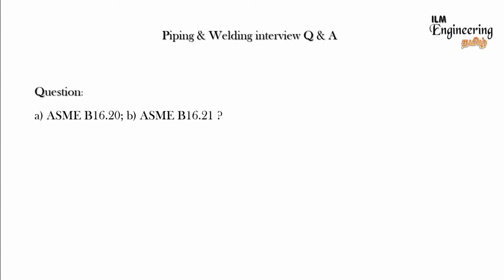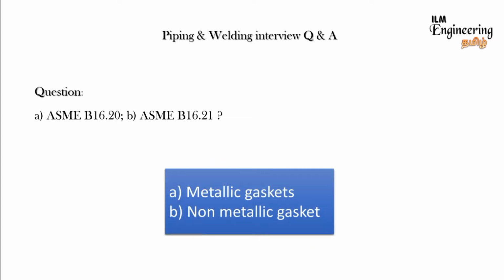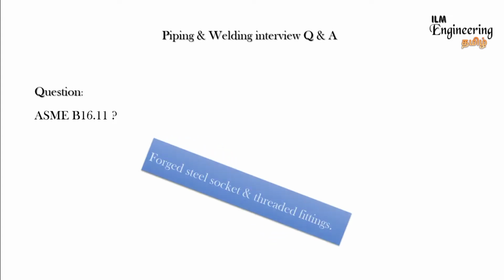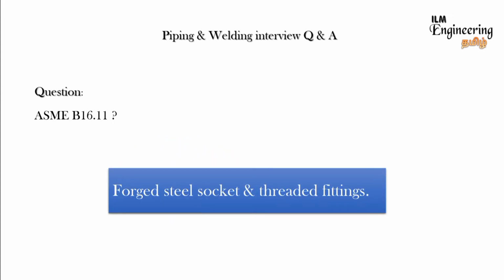ASME B16.20 and ASME B16.21. ASME B16.20 Metallic Gasket. ASME B16.21 Non-Metallic Gasket. ASME B16.11 Forged steel socket and threaded fittings.